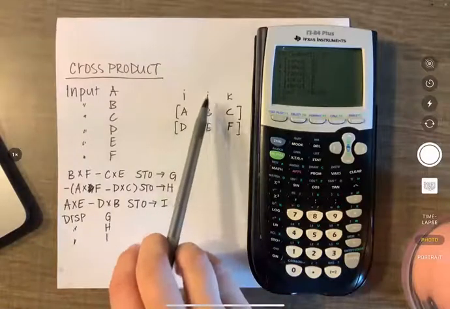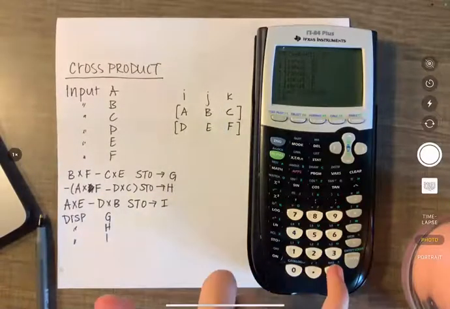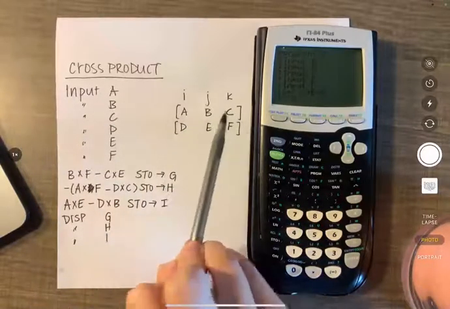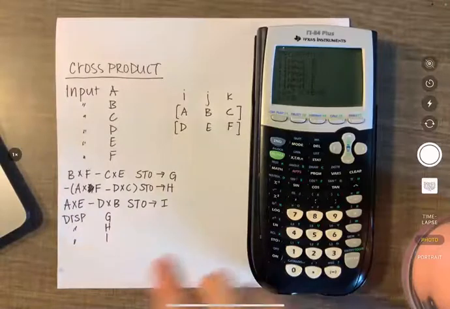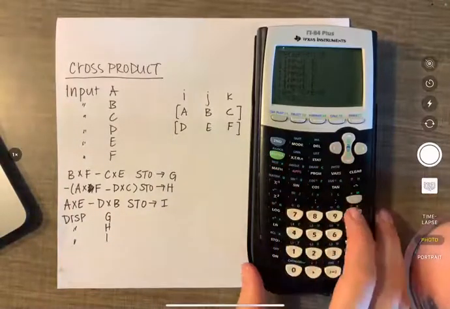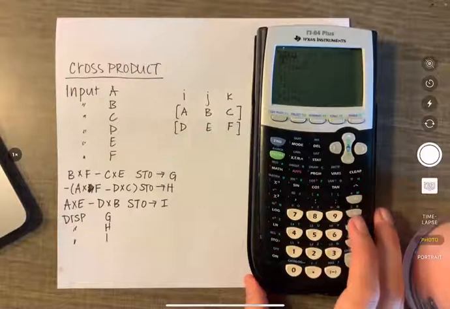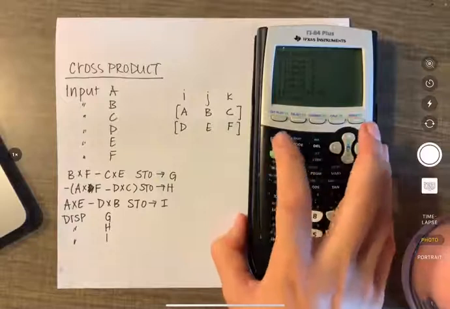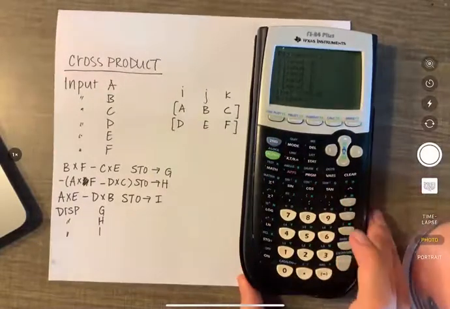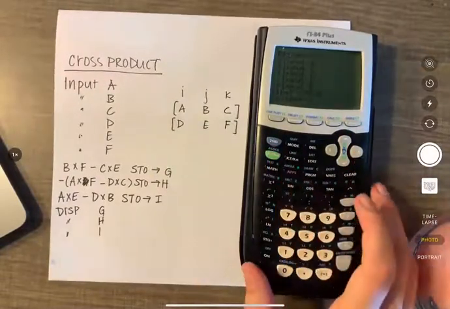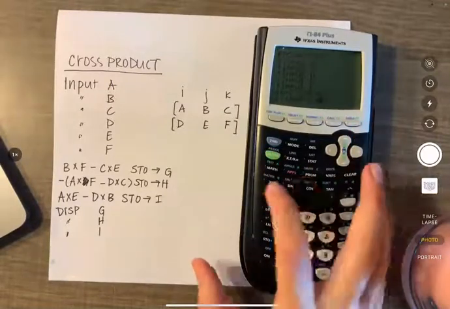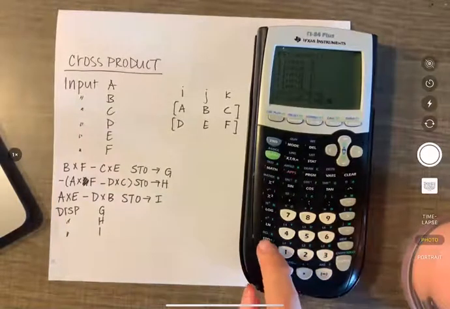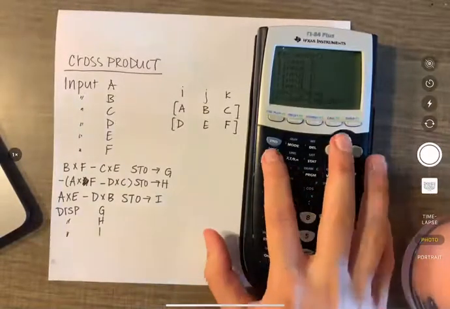So now I'm looking for the J component, which remember the J term is always negative. So you put that negative parentheses, and then I do A times F minus C times D. So then I go in here and I go alpha times F. What? I keep hitting the wrong one. Alpha, or A times F minus C times D. And then I close the parentheses, so now it's no longer calling something negative, and then I go store as alpha H.